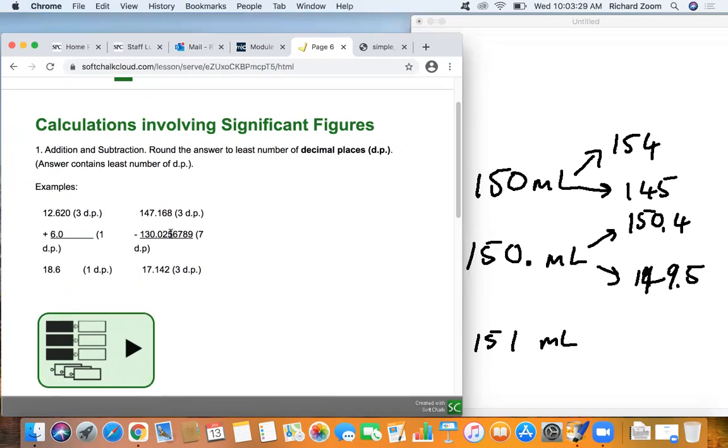Likewise, in this subtraction here, we don't get 17.142 if we stick this in our calculator. But what we do get, we have to take down to the smallest number of places past the decimal point, which is 3 for the top number, because the bottom number has 7. So the number we get as an answer has to only contain 3 places past the decimal. Does anybody have any questions?